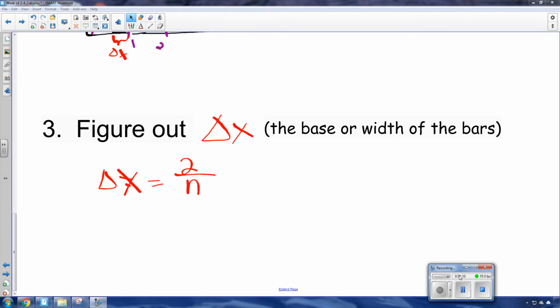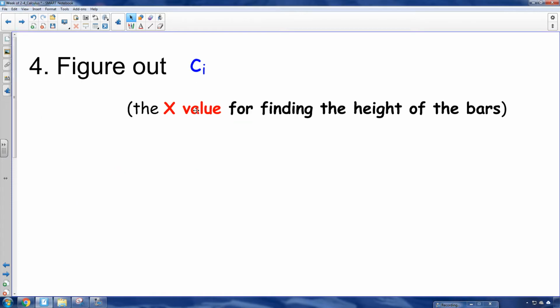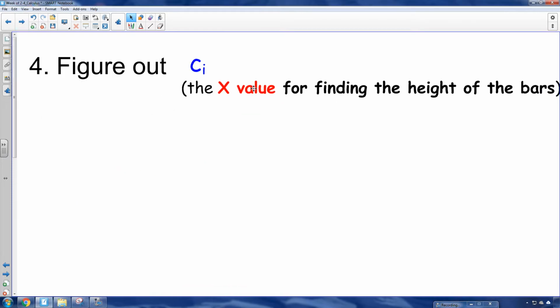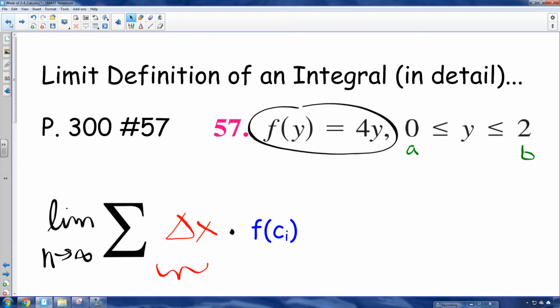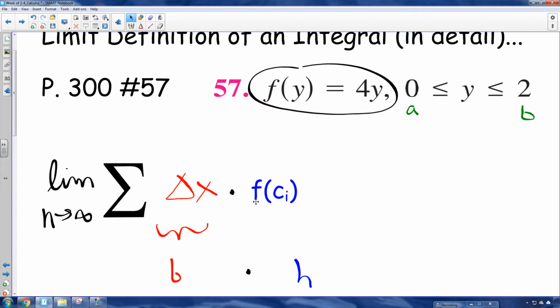So now what we need to do is figure out c sub I. Now c sub I is just a nice way of saying the x value for finding the height of the bars. So c sub I is this x value for finding the height of the bars. If we look back, we see that we have this blue f of c sub I. We don't even want to find out f of c sub I. We just simply want to find out c sub I.